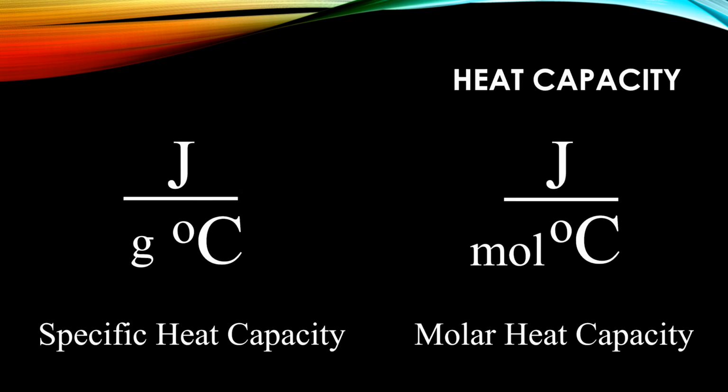Every substance has a heat capacity. The heat capacity is the energy required to raise the temperature of a substance by 1 degree. The specific heat capacity is per gram, and the molar heat capacity is per mole of a substance.